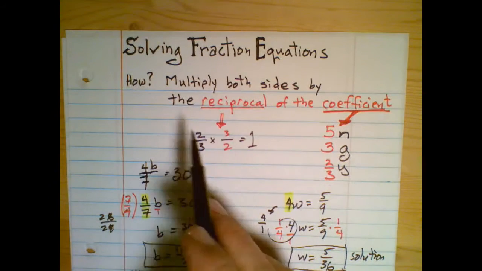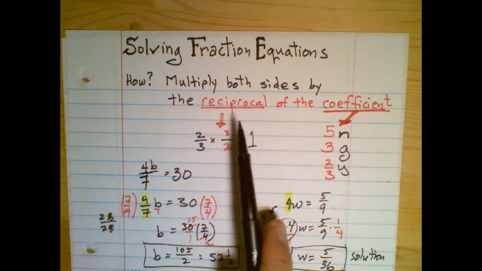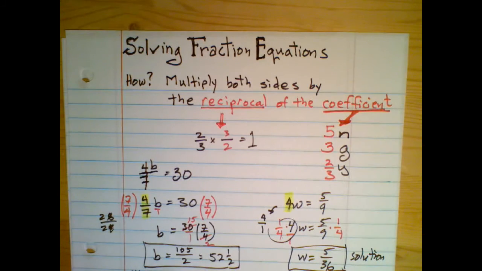So here we were. We solve these fraction equations by multiplying both sides by the reciprocal of the coefficient. Hope this helps.